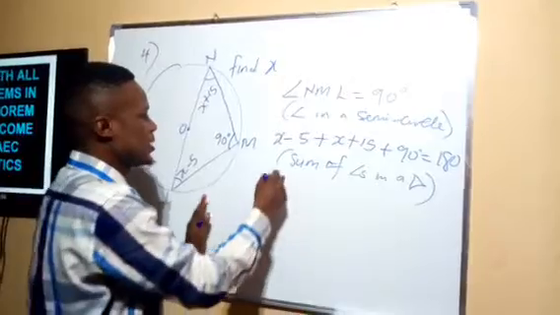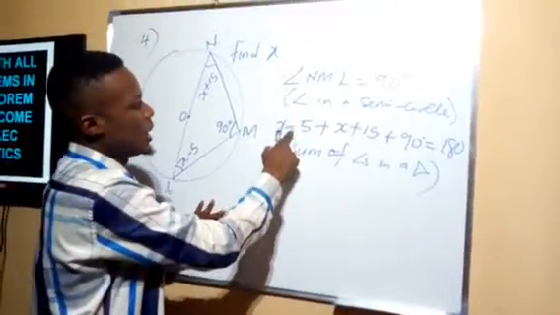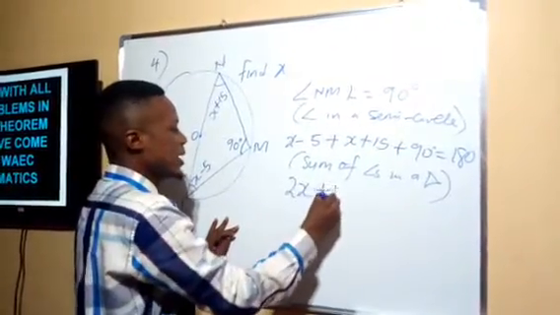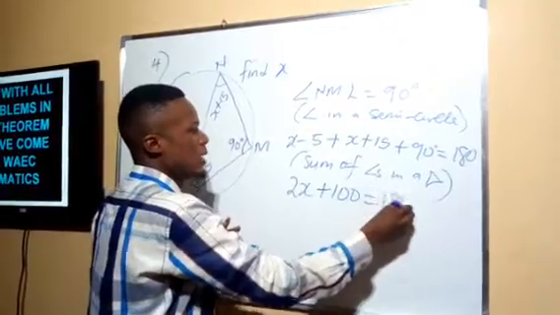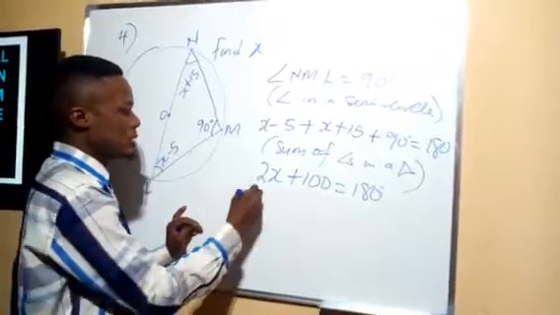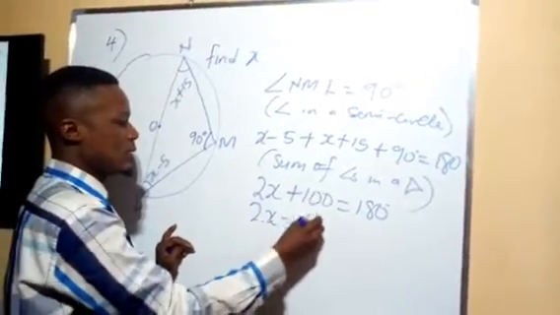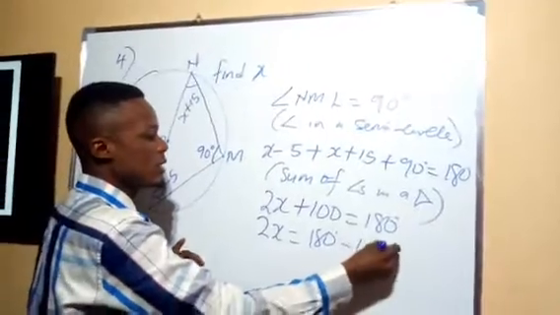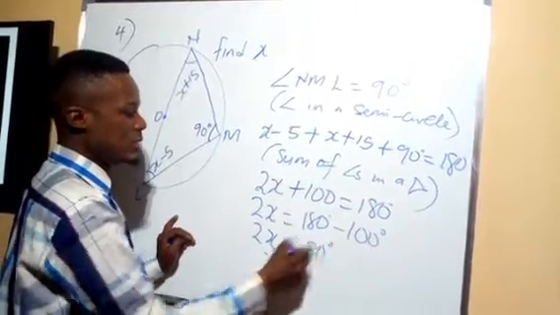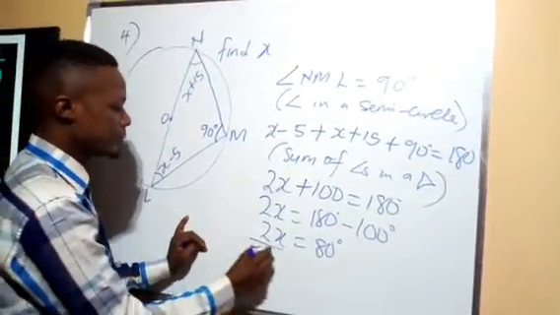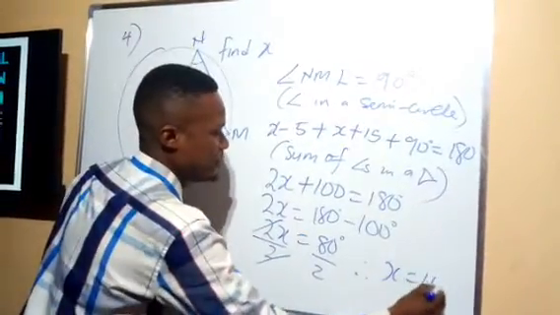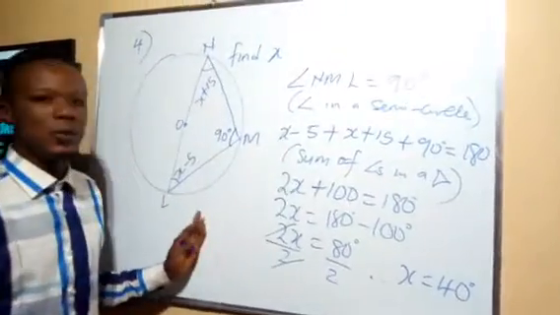x plus x is giving us 2x, minus 5 plus 15 is just 10, and 10 plus 90 will give us 100, equal to 180 degrees. Now this 100 will cross to the other side, it will change to minus. So 2x is now 180 degrees minus 100 degrees. And 180 minus 100 is just 80 degrees. So I'll divide both sides by 2. So our x is now 40 degrees. So you see how simple this problem is.